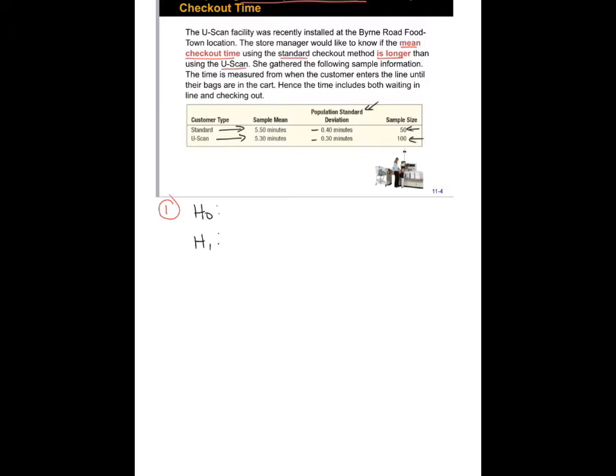So we have our null, and we have our alternate. In this case, the question, or the alternate hypothesis, says the store manager would like to know if the mean checkout time using the standard method is longer than using the U-Scan method. So we have to set it up this way just to write it in language. We want to know, is the standard method longer than U-Scan?